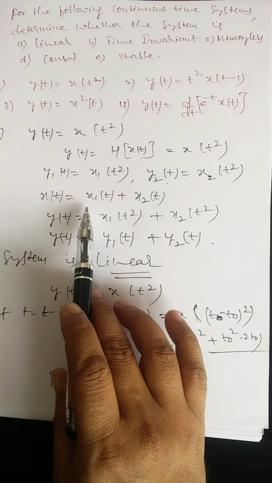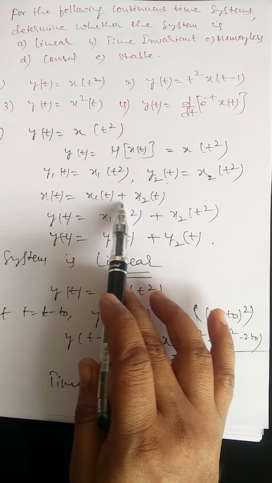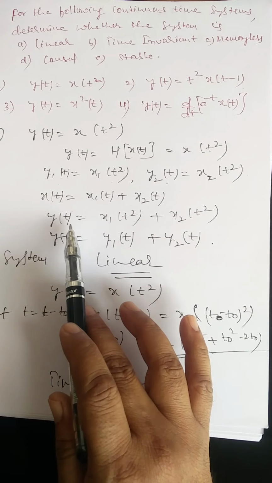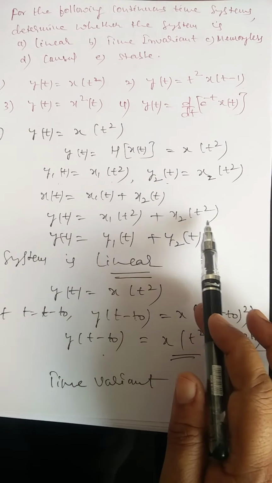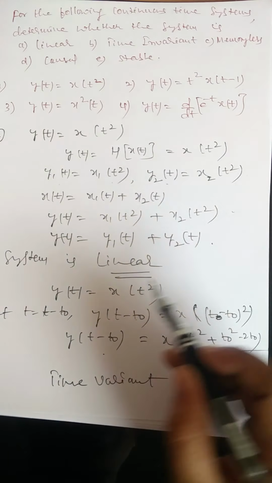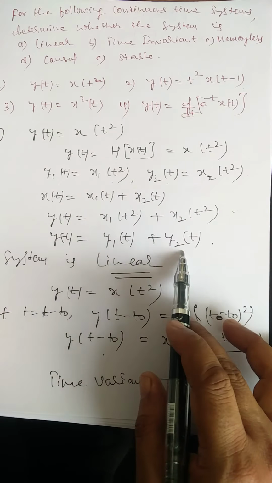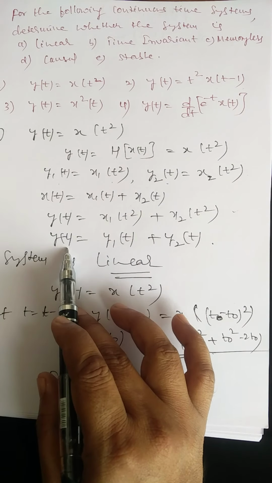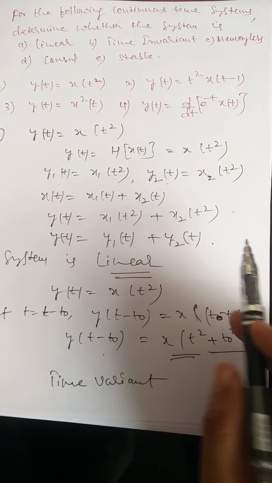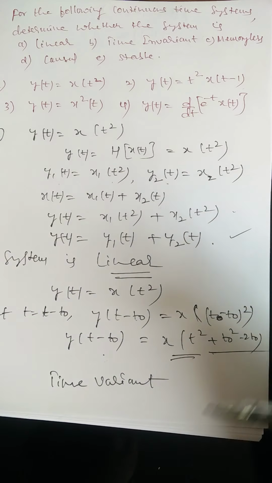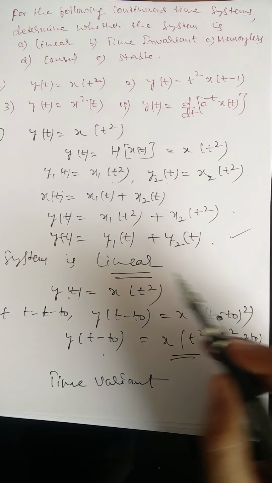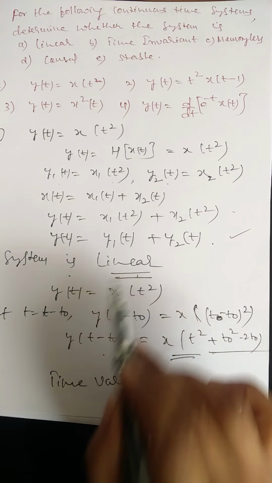Next, I'll replace x of t by x1 of t plus x2 of t. Then it becomes y of t is equal to x1 of t square plus x2 of t square. Then x1 of t square is y1 of t and x2 of t square is y2 of t. Then y of t is equal to y1 of t plus y2 of t. It satisfies the principle of superposition and the system is said to be linear.